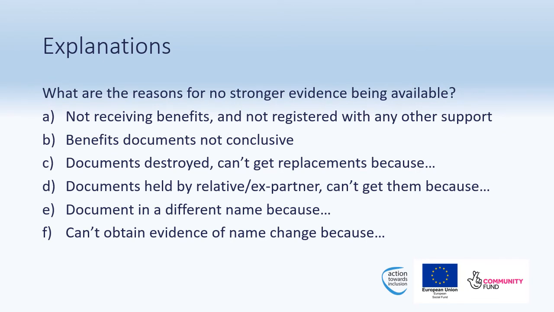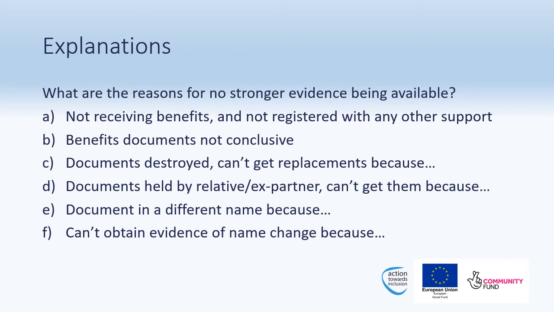We've mentioned the importance of explanations frequently already. There are two parts to explanations for alternative evidence or self-declarations. Firstly, we need to know why no stronger evidence was available. These are example reasons and certainly not exhaustive, but some reasons might be that they are not receiving benefits and they're not registered with any other support, therefore there is no documentation for that. It could be that their benefits documents are not conclusive.